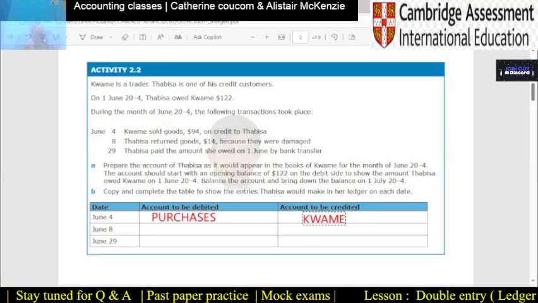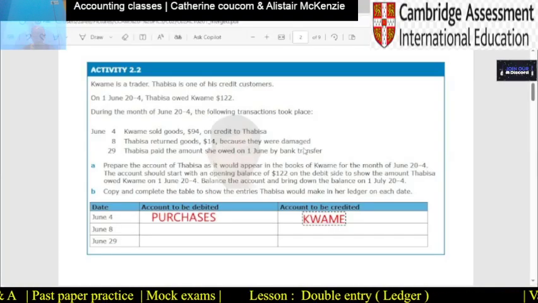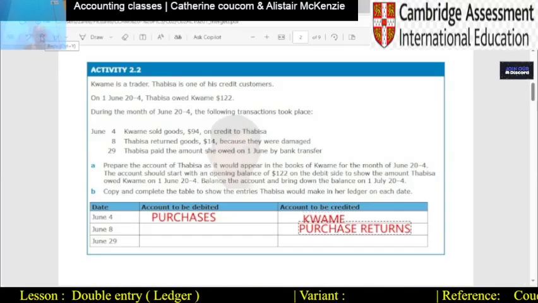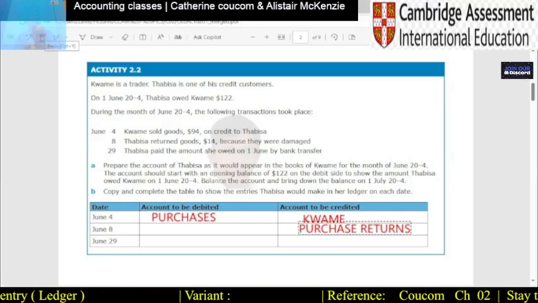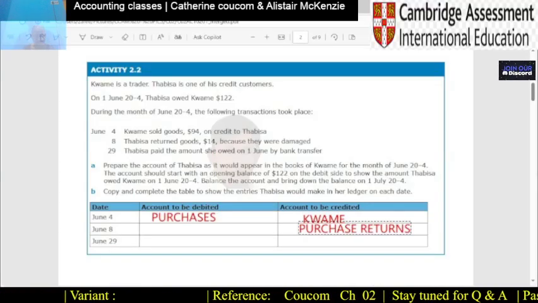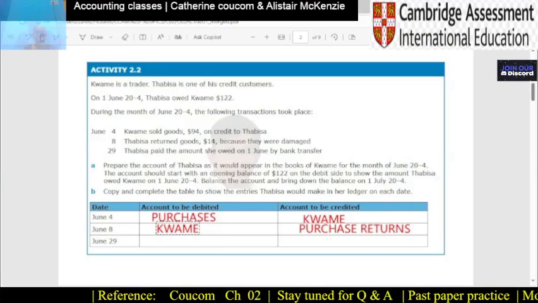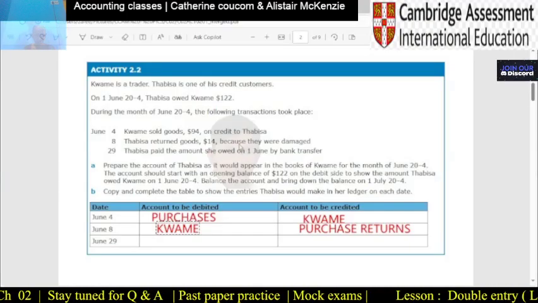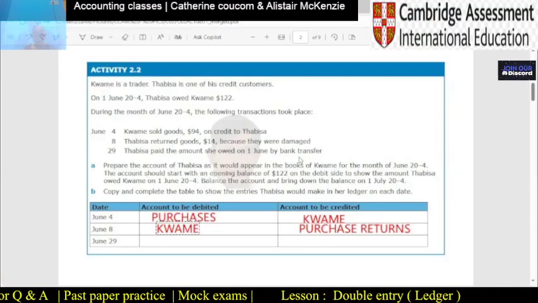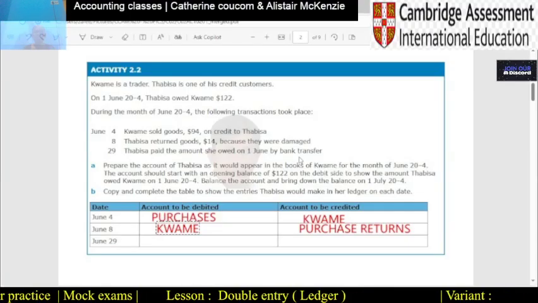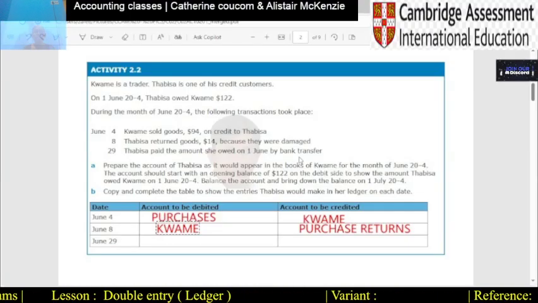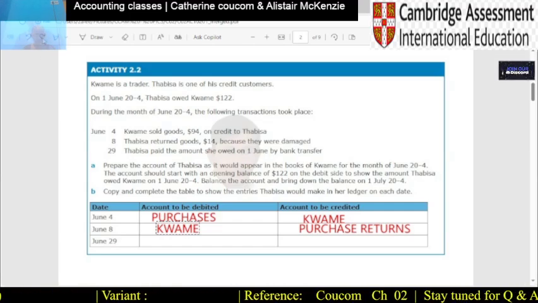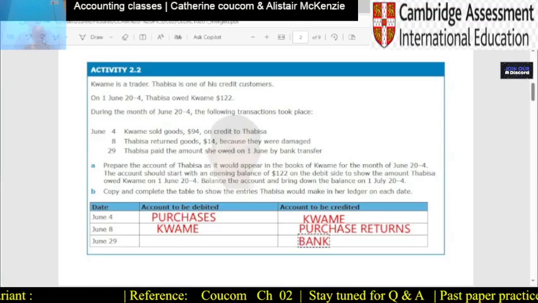So next, Tabisha returned goods because they were damaged. So purchase returns, because purchase returns is giving. So then who is receiving? Kwame is receiving. Next, Tabisha paid the amount she owed on 1st June by bank transfer. So who is giving? Bank is giving and Kwame is receiving.